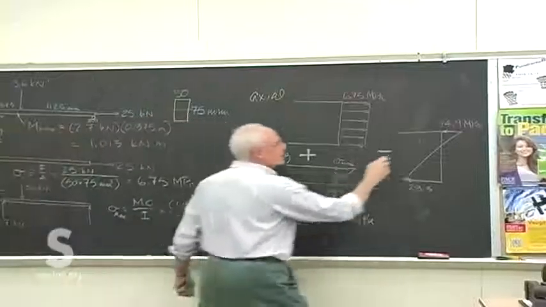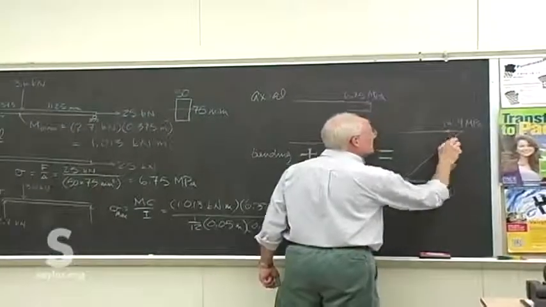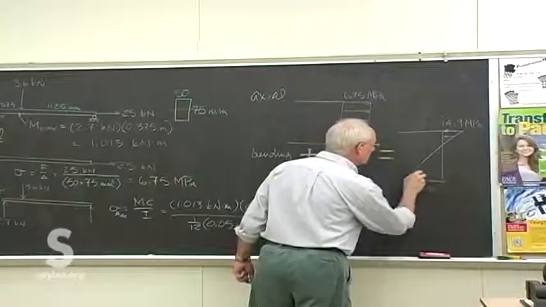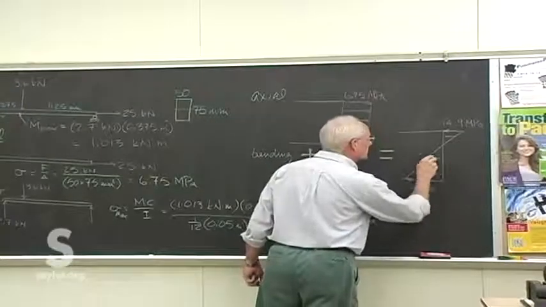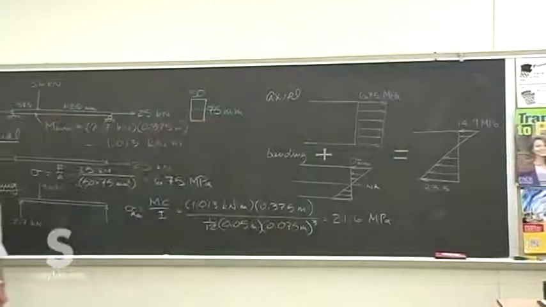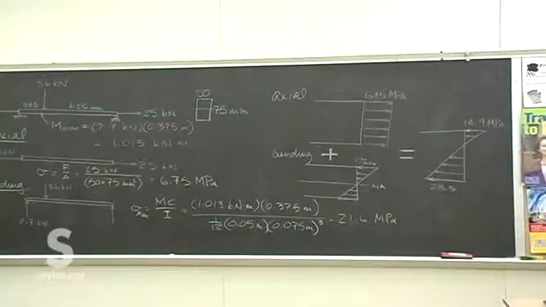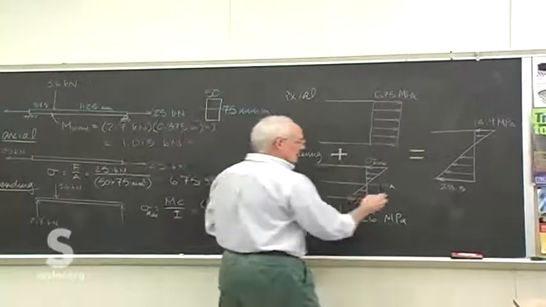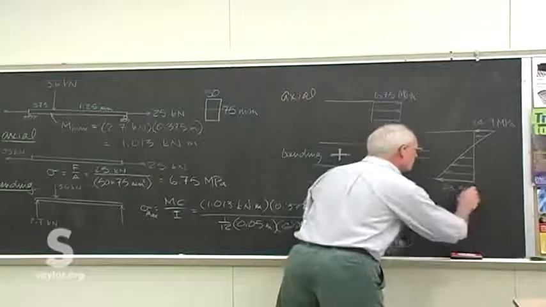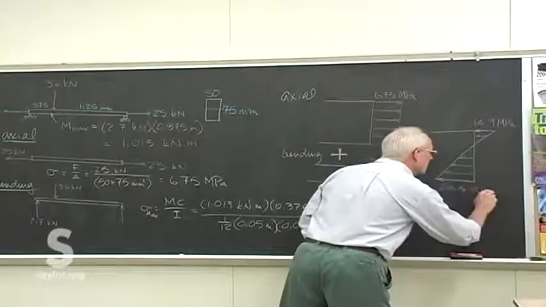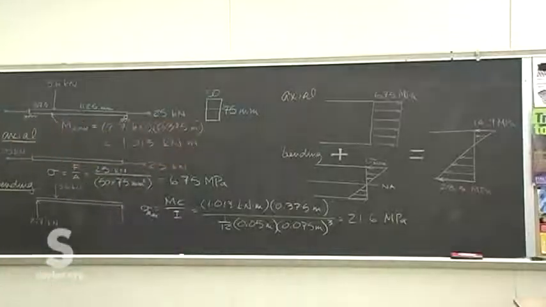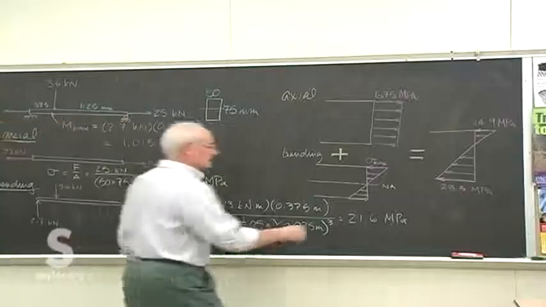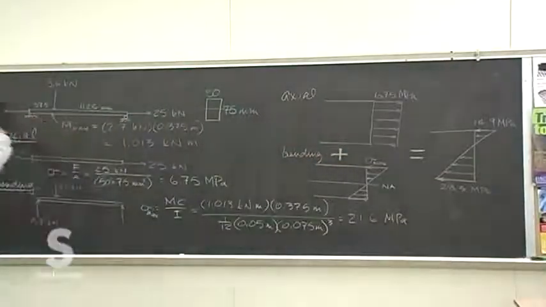All right, but we have a lot less of it in compression and a lot more of it in tension. And notice that the neutral axis has shifted too because of this combined load now. And so now our maximum normal stress is this 28.3 at the bottom, which neither one of them approached independently. But it's as simple as adding these stresses together.